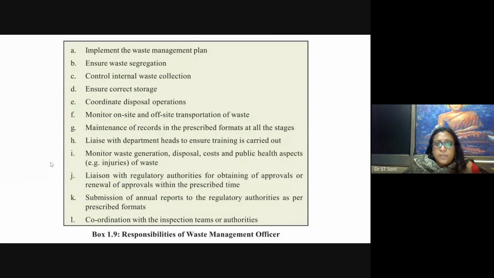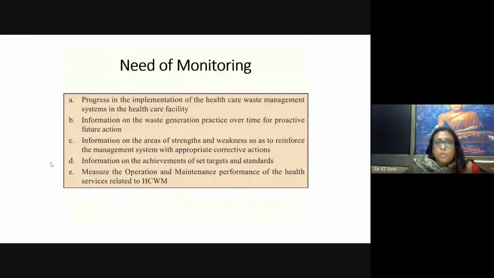So this is the waste management officer: waste management plan, segregation of the waste, ensure the correct storage, disposal, and coordinate the disposal, on-site and off-site transportation. Definitely we have to see this. Sometimes we have to see the off-site transportation also, extramural transportation also. Whether the transportation is safe, I have shown you some of the vans. If these vans are open, just imagine, it will go into the public. Okay, so maintain all the records in the prescribed formats, monitor the waste generation and its disposal, even injuries, public health aspects, liaising with the regulatory authorities, and coordination with the inspection teams also.